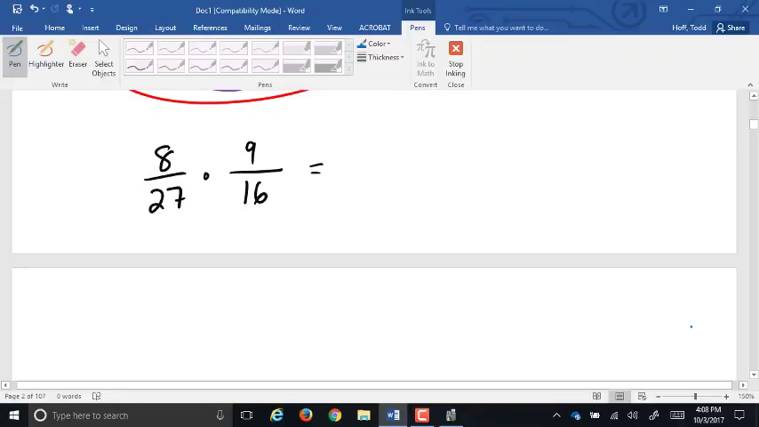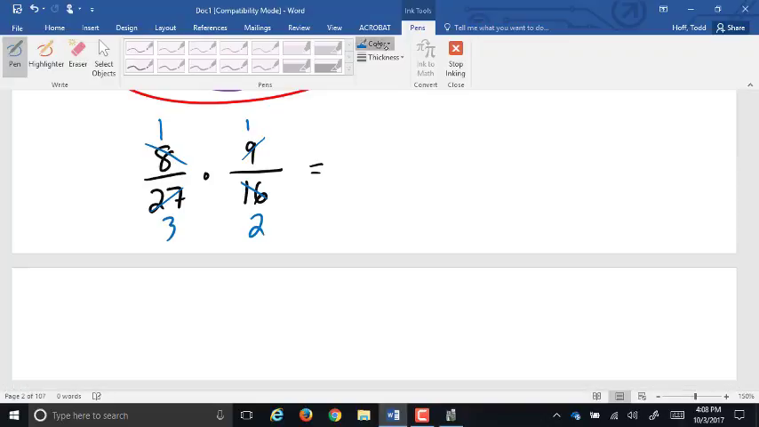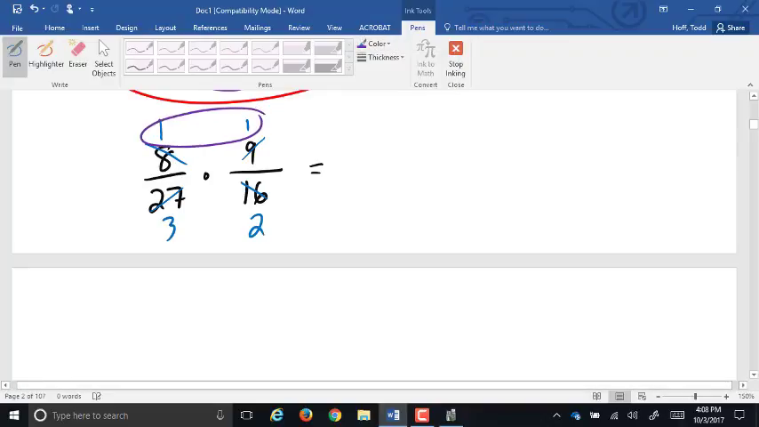So as we look at this one, there's a couple of things that we can cross cancel. What's one of them? 8 and 16 can both divide by 8. So 8 divided by 8 is 1. 16 divided by 8 is 2. Anything else? 27 and 9 both divide by 9. What's 9 divided by 9? 1. 27 divided by 9? 3. So now we multiply. 1 times 1 is 1. 3 times 2 is 6. Any questions there?